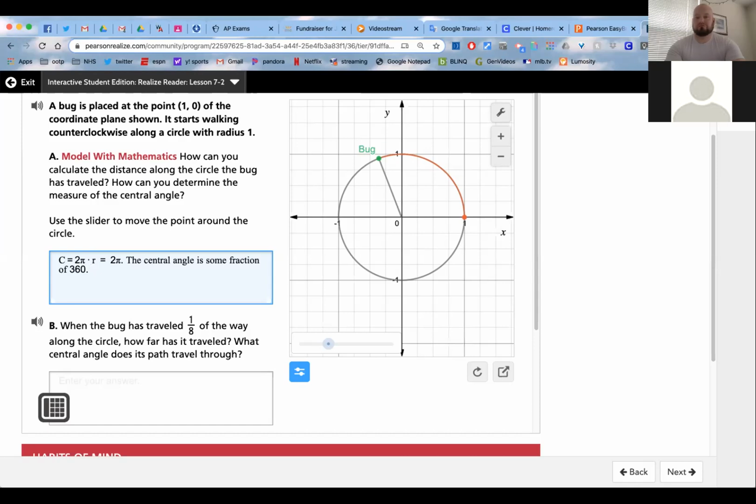I'm not sure you know what that is yet, but it's always going to be less than 1, because if it's traveled the whole way, then it's going to be 360 degrees over 360 degrees, and that's going to be 1. If it hasn't traveled anywhere at all, then it's 0 degrees over 360, which is 0. So the lowest it can be is 0, and the biggest it could be is 1.